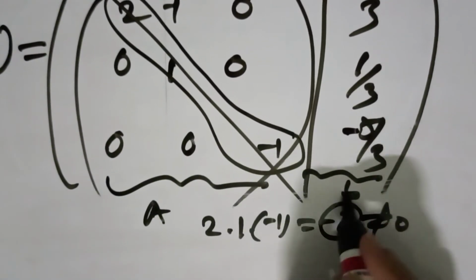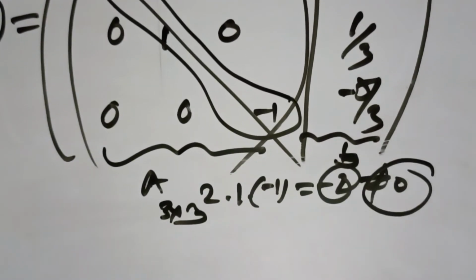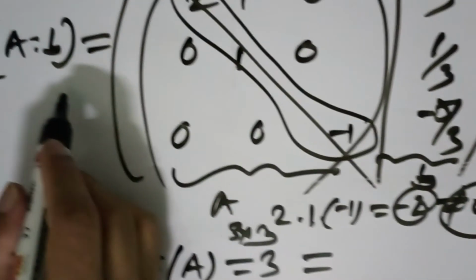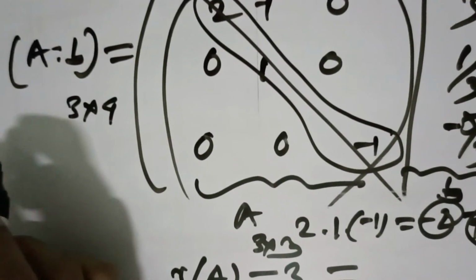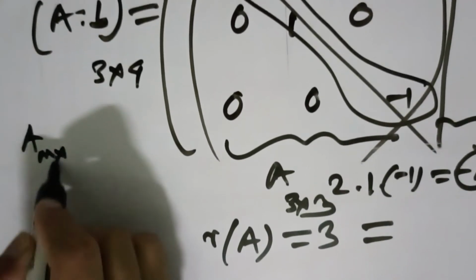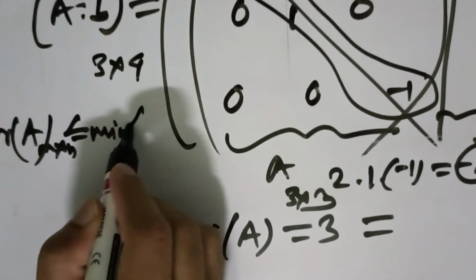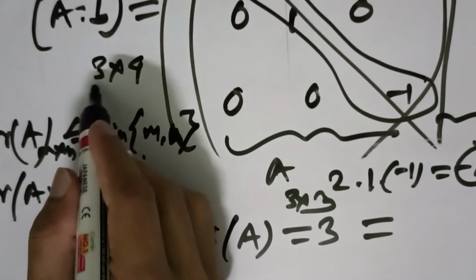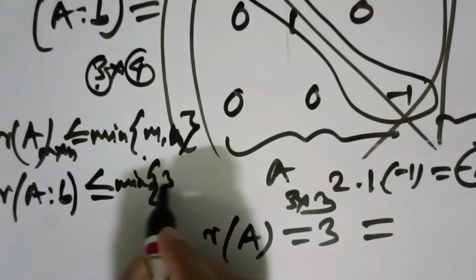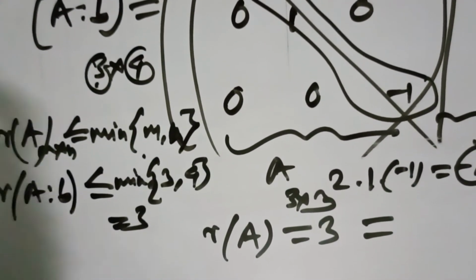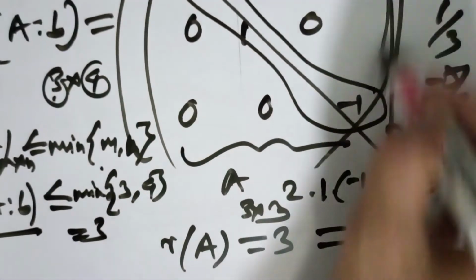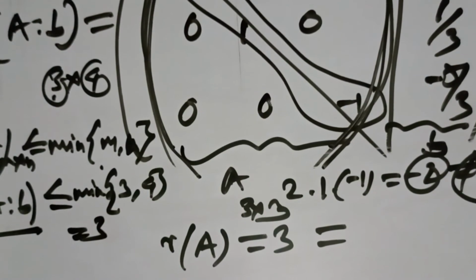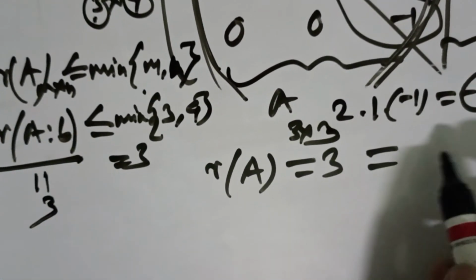This is the A matrix, and this is the B vector. Since A is a 3 cross 3 matrix and the determinant is non-zero, we can say the rank of A will be 3. Also, the augmented matrix will be 3 cross 4. We all know that if A is an m cross n matrix, then its rank is always less than or equal to the minimum of m and n. Here m is 3 and n is 4, so the rank of the augmented matrix is less than or equal to 3. But it contains a non-zero determinant of rank 3, so the rank of the augmented matrix is 3.